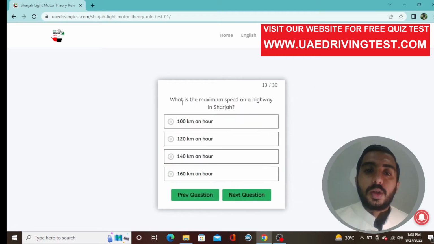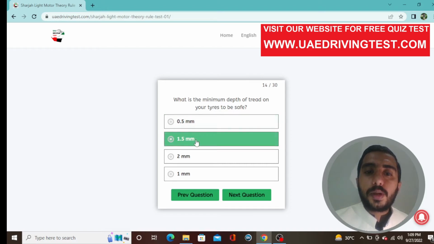Next question. Question number 13 is, what is the maximum speed on a highway in Sharjah? The maximum speed on a highway in Sharjah is 120 km an hour. Option B is the correct one. Next question, question number 14. What is the minimum depth of tread on your tires to be safe? 1.5 mm is the minimum depth. Option B is the correct one.